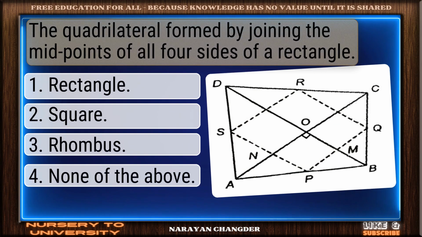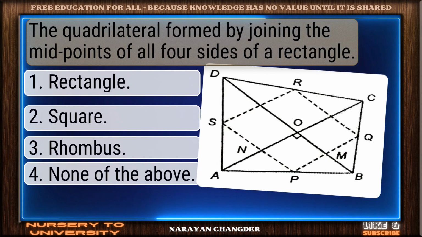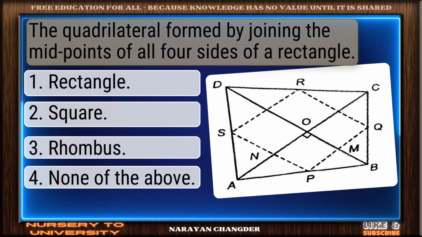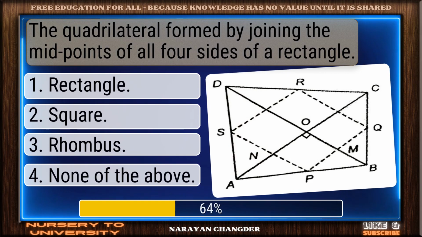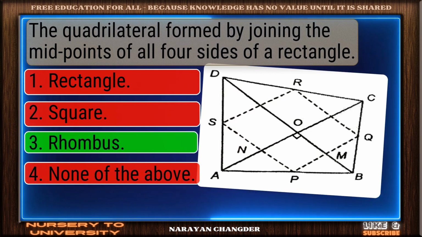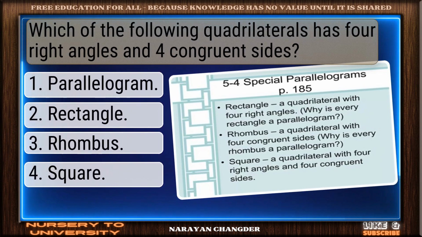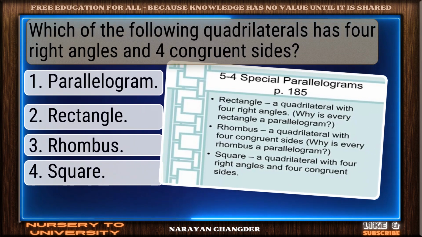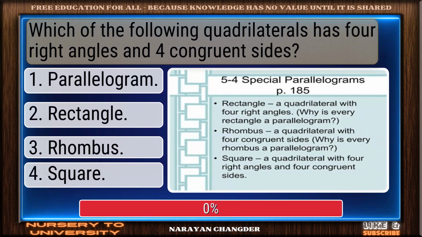Question number 54. The quadrilateral formed by joining the midpoints of all 4 sides of a rectangle. You're right. Rhombus is the correct answer. Question number 55. Which of the following quadrilaterals has 4 right angles and 4 congruent sides?